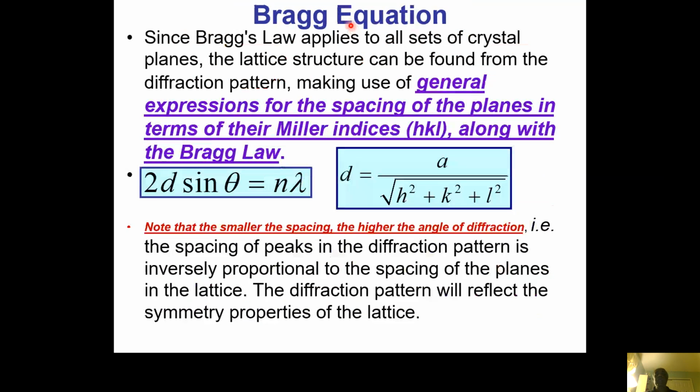Now in the Bragg equation, remember what is the condition for diffraction? 2d sine theta equals n lambda. Then d is given by, for the simple cubic case, a divided by this one. 1 over d squared is h squared plus k squared plus l squared over a squared. Then you can write d as a over the square root of that. So then d comes here. From here you can calculate your sine theta for each one.